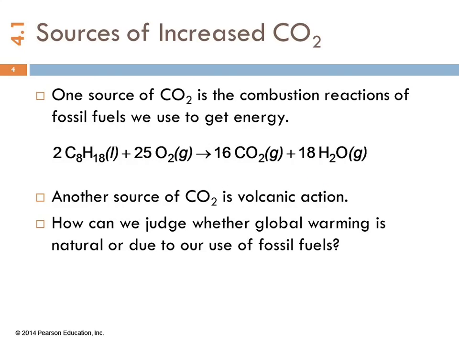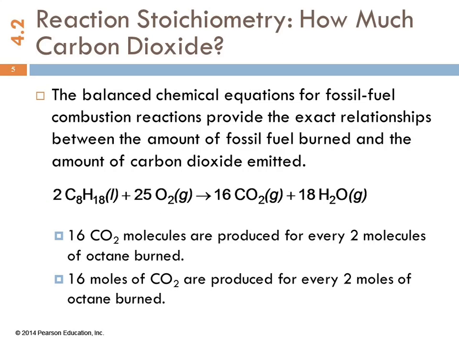So that's a source of carbon dioxide, but there are also natural sources of carbon dioxide. Volcanic action. Volcano goes off. That puts a lot of carbon dioxide into the air. Even volcanoes just kind of burping a little bit here and there causes carbon dioxide. So how can we tell if this global warming is natural? I mean, if we weren't doing anything, it might still be going up just because of volcanoes. How do we tell? That's a hard question. Well, you can kind of get an idea.